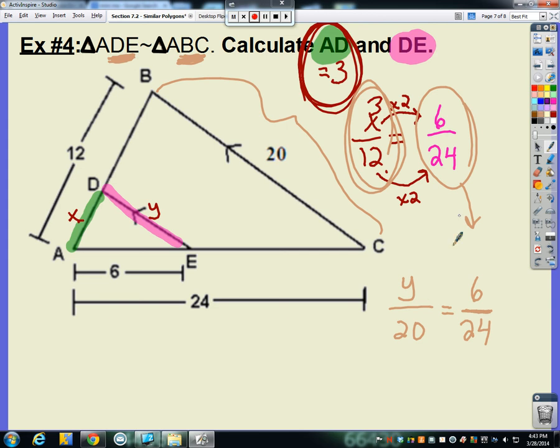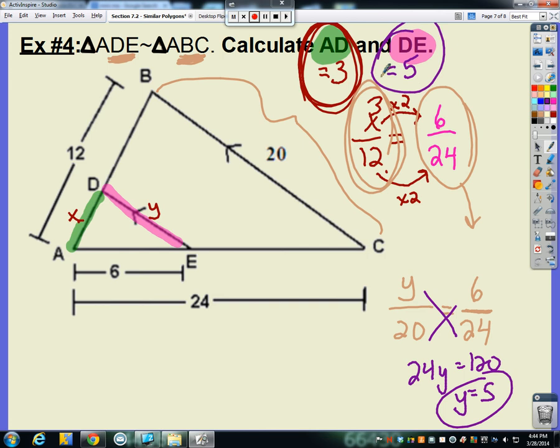Now here's where you might try to do your little shortcut and go, well, 20 times what would be 24? Oh, that's not really a whole number. It's 1 point something, I have no idea. So here's where you might want to cross multiply. And we get 24y equals 20 times 6, which is 120. Divide the 24 over, and we get that y equals 5, which means DE is 5. And so there's our two answers. So there's going to be a lot of cross multiplication in this chapter.